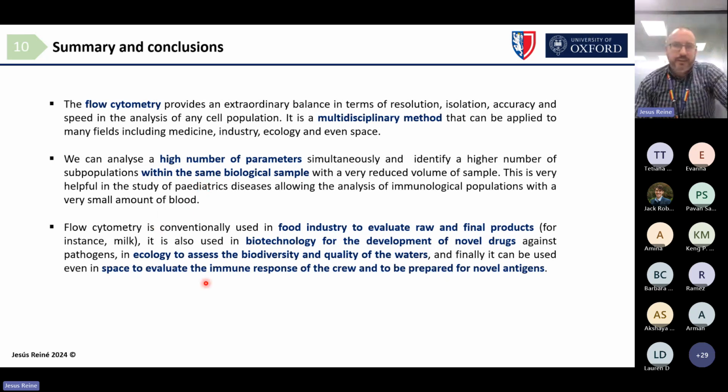Finally, like I said, flow cytometry is conventionally used in many fields. For the food industry, I showed you one example with milk, but there are many other ones. It can also be used in veterinary, for novel drugs. In the pharma industry, it is also used to monitor new drugs for different kinds of diseases. In ecology, like I said, it can be used for biodiversity and water quality. And finally, in space, it's really relevant because we can try to understand how the immune response works and can also be prepared for future and new antigens eventually.